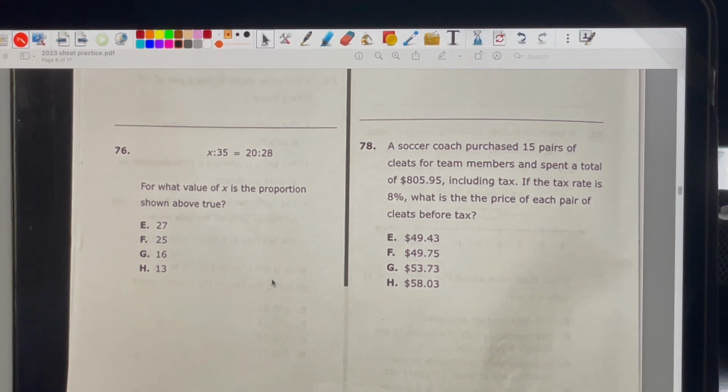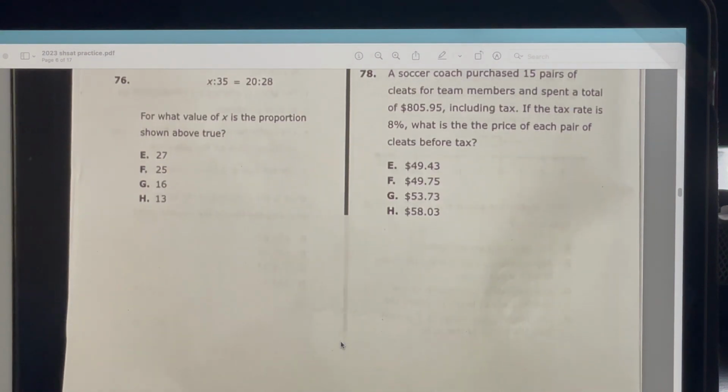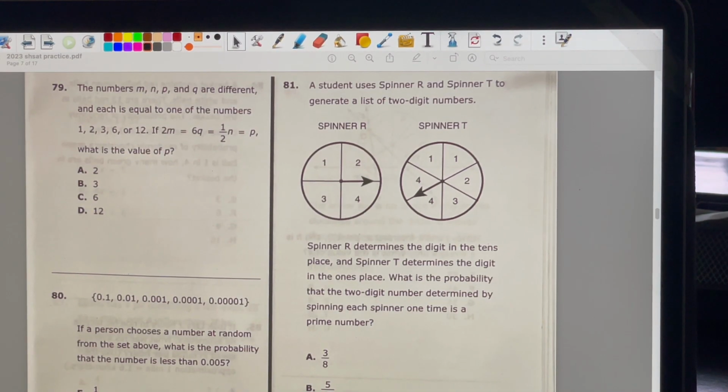78, 81. Okay, so, oh my God, so ridiculous what I did here on 81. If there are 4 choices on spinner R and there are 6 choices on spinner T, so 4 times 6, we get 24 different possibilities that we can get. We can get a 1-1, 1-1 again, 1-2, 1-3, 1-4, 1-4. I don't know what I was thinking before. So we know there's 24 possibilities.